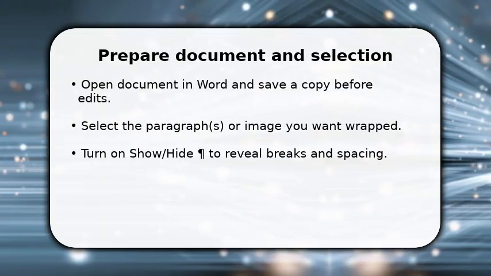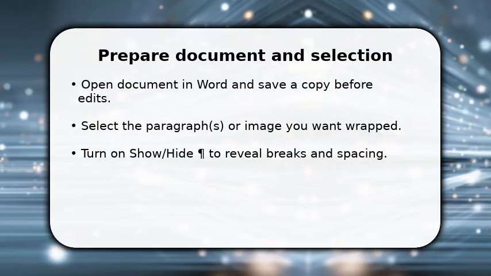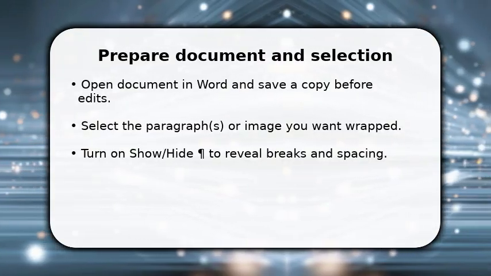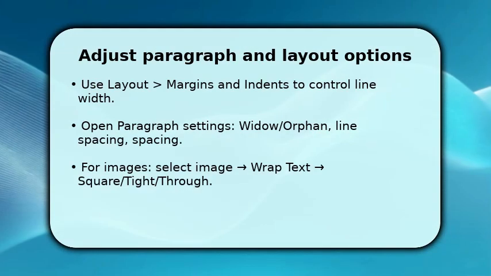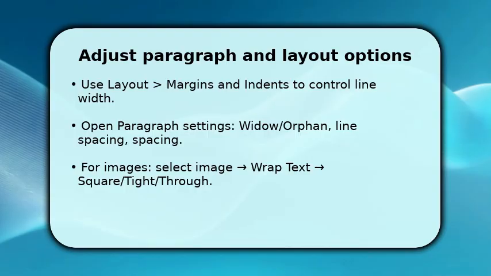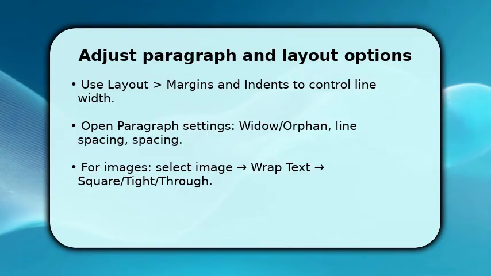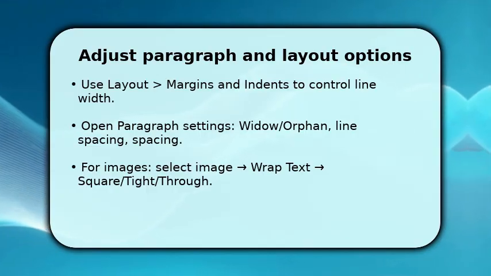Now that the content is selected and visible, you're ready to change layout properties and paragraph settings to control how lines and objects interact. Next, adjust paragraph and layout settings to refine wrap behavior. In paragraph, set indents and spacing, and enable widow/orphan control so single lines don't float. This affects where breaks occur.